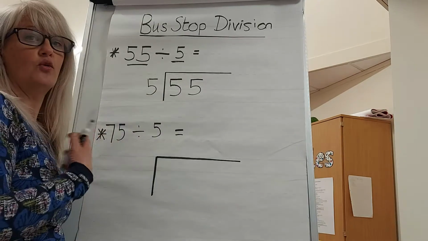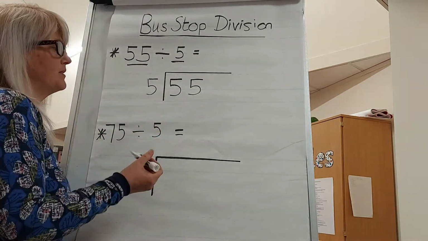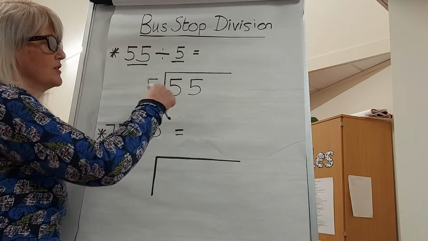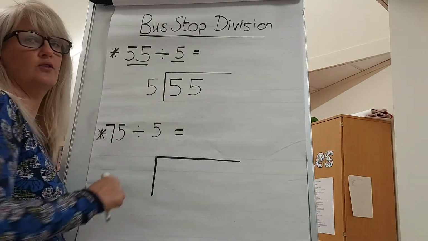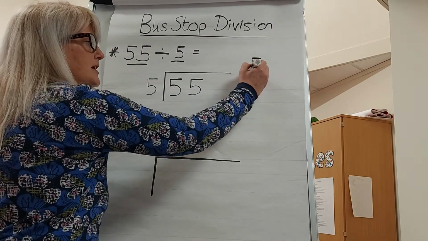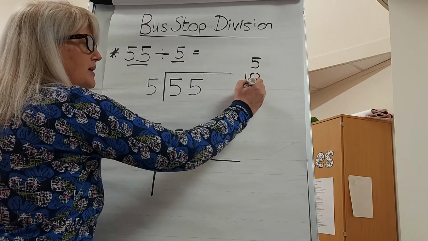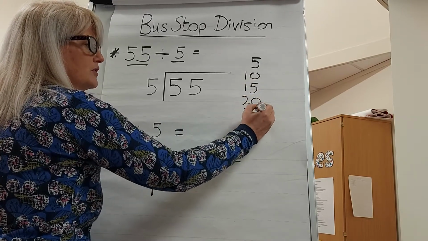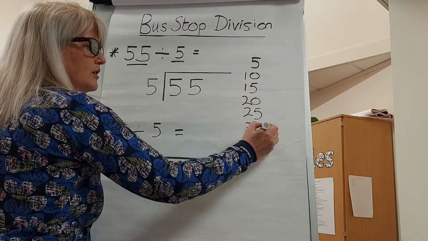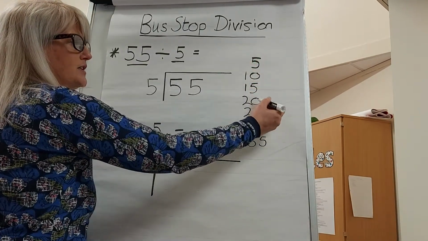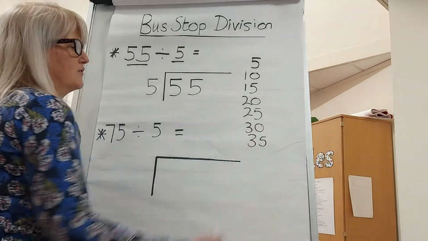A strategy that I always use when I'm using division is to list my times table. Even if I know it, it really helps me to focus on getting the right answer rather than focusing on my 5 times table. So here I'm going to list my 5 times table. It just makes my life a little bit easier going forward. I'm going to stop there. So I've got 5, 10, 15, 20, 25, 30, 35.